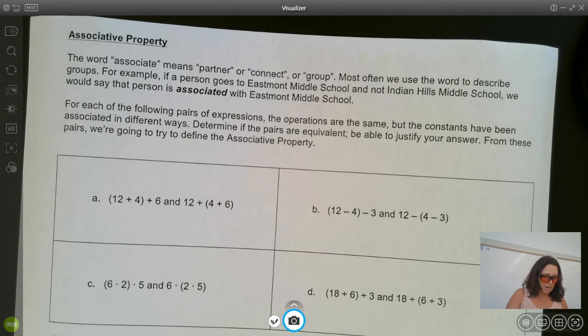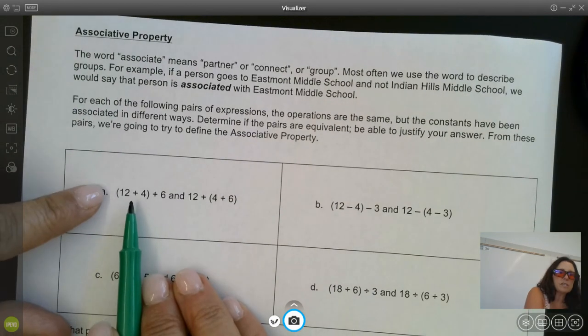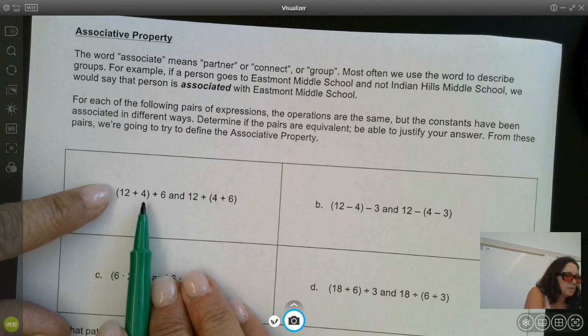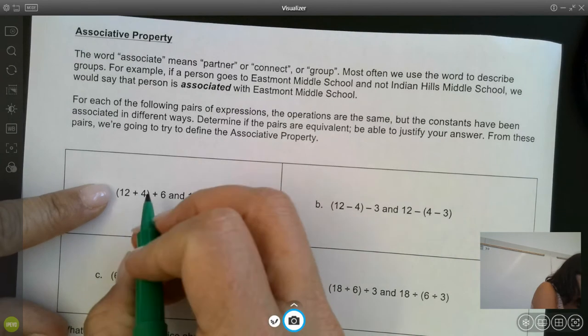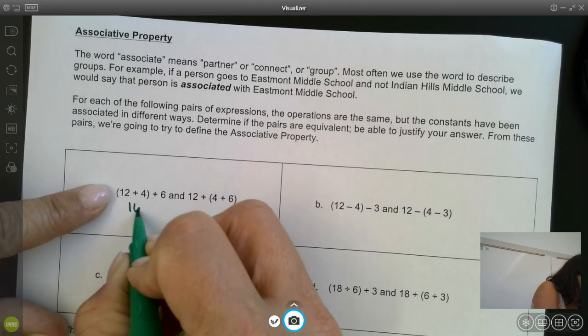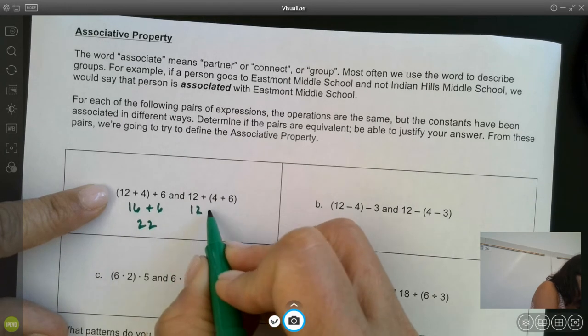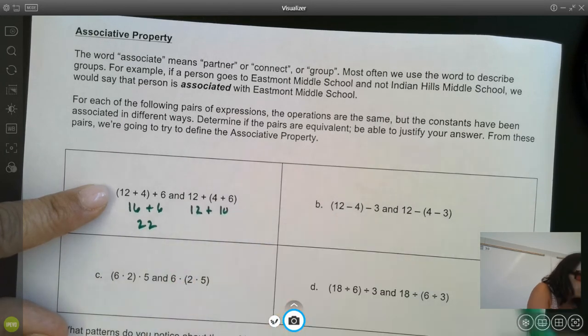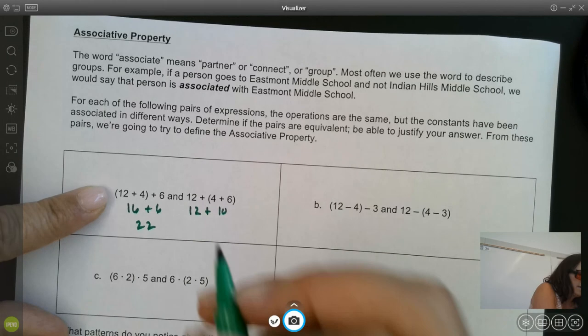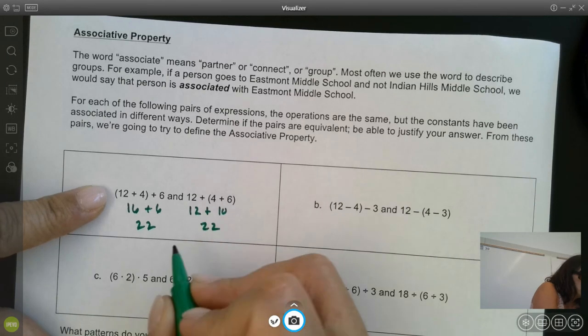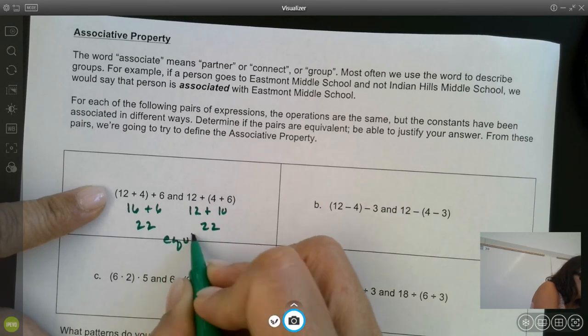All right, so let's look at this as it relates to numbers. PEMDAS from 6th grade says do what's in parentheses first. So 12 plus 4 is 16, plus 6, that's 22. This would be 12 plus, we've got to do the 4 plus 6 first, which is 10. Okay, so I'm getting 22 there also, so this is equivalent.